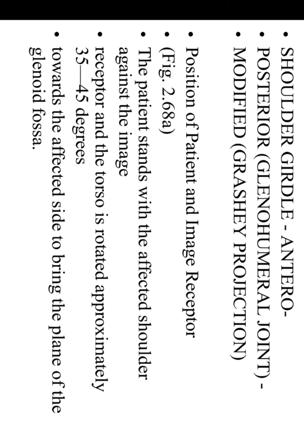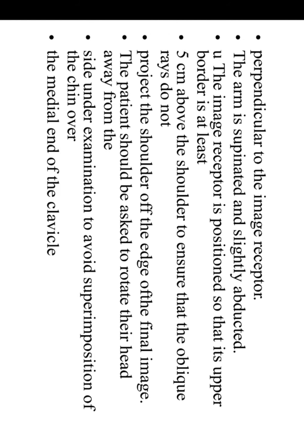Shoulder girdle, anterior posterior glenohumeral joint, modified Grashey projection. Position of patient and image receptor. The patient stands with the affected shoulder against the image receptor, and the torso is rotated approximately 35 to 45 degrees towards the affected side to bring the plane of the glenoid fossa perpendicular to the image receptor.